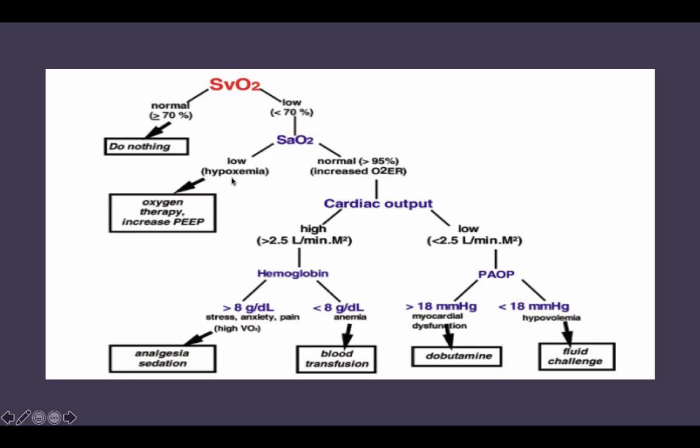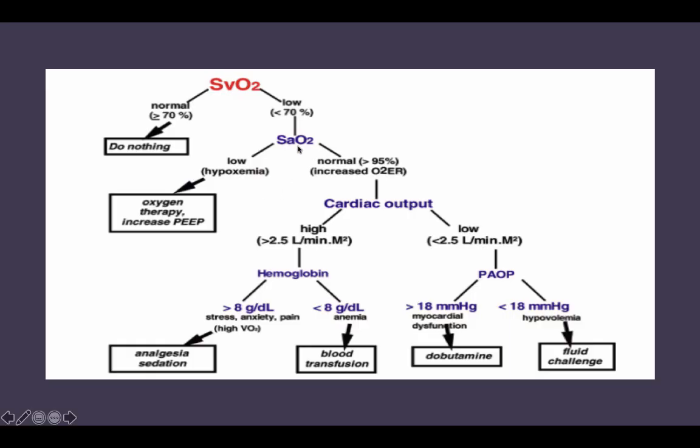If my SaO2 is 80%, of course my SvO2 is going to be 70, 60, 50%. So we're looking at both of these, SvO2 and SaO2. So my SaO2 is low. Well, I'm going to get oxygen. That's pretty easy, right? I can increase my supply.